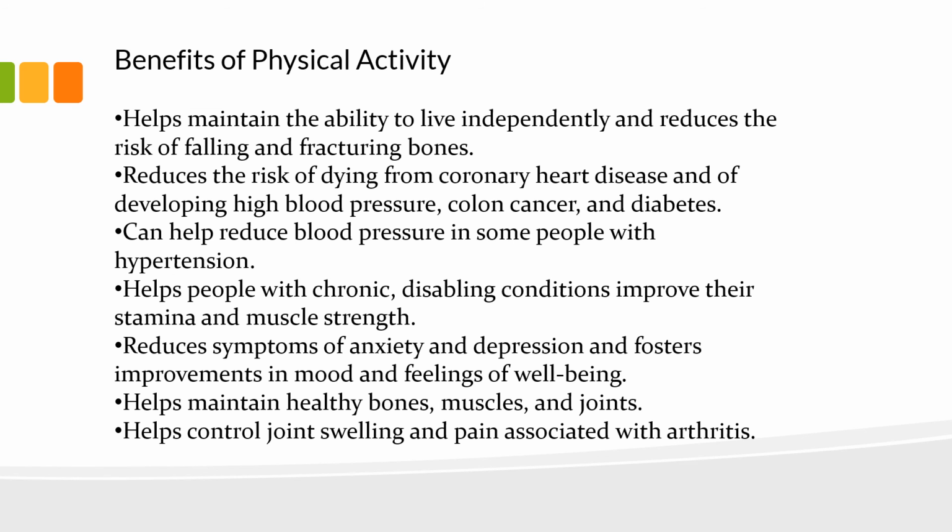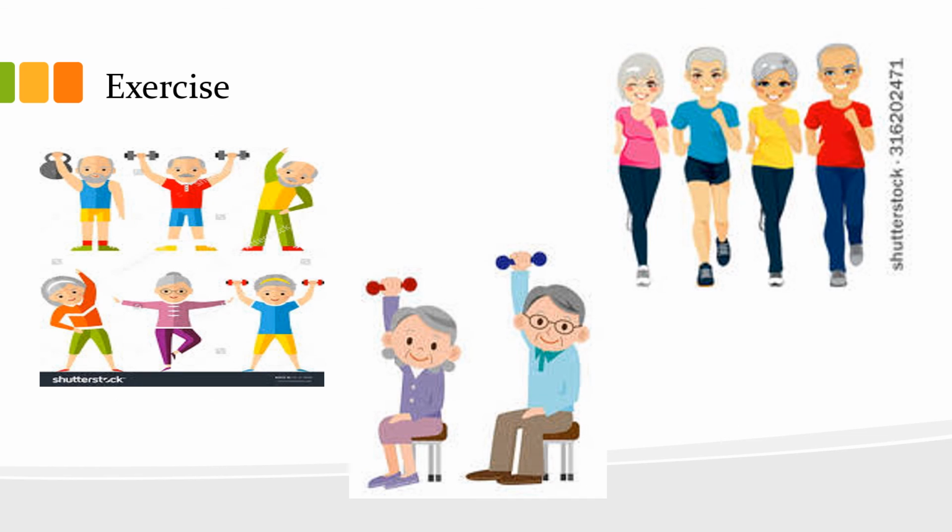Physical activity can help people with chronic disabling conditions improve their stamina and muscle strength. It can also help reduce symptoms of anxiety and depression and help foster improvements in mood and feelings of well-being. Physical activity can also help maintain healthy bones, muscles, and joints, along with helping to control joint swelling and pain that is associated with arthritis. Here is a slide of some characters exercising and staying physically active.